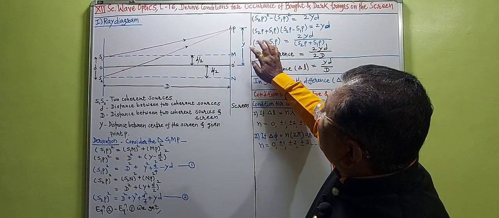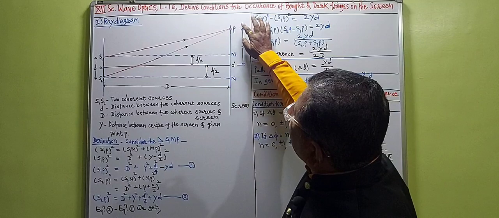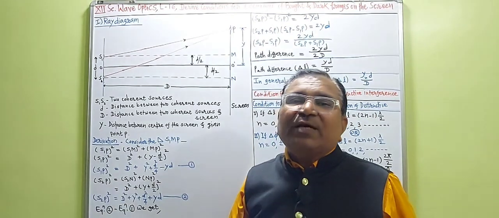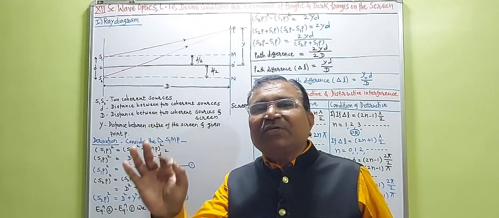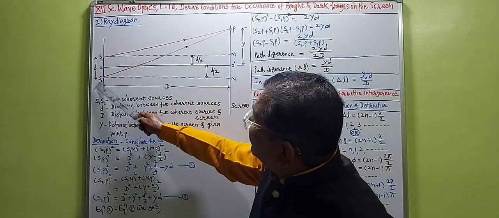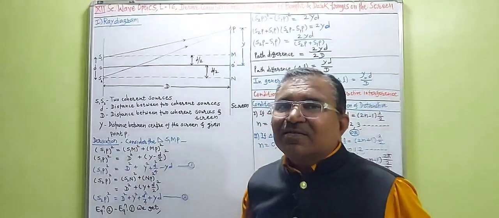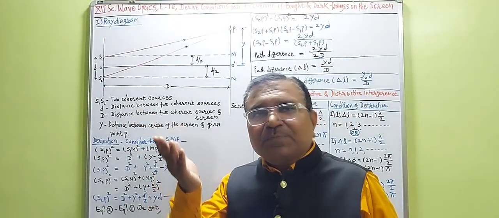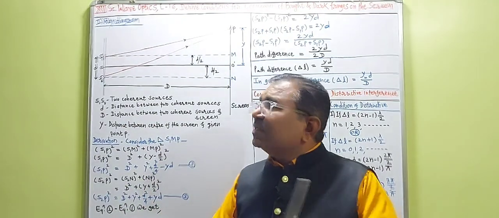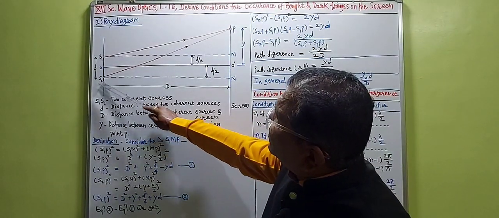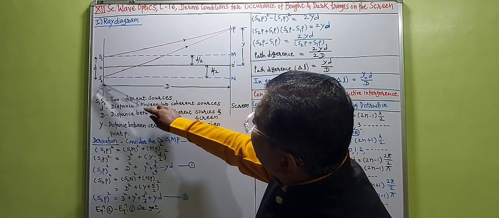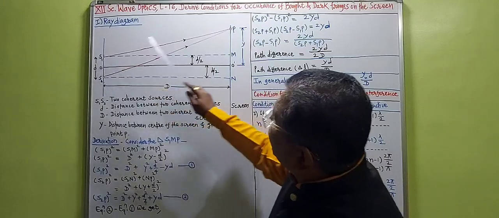What is Y? Y is the distance of a given point from the center of the screen, and we have to calculate the path difference between the two waves. This S1P is the first path, S2P is the second path from which the wave is propagating. This explanation is sufficient. Then the path difference: this path is somewhat greater than this path, so we have to calculate the path S2P minus S1P.